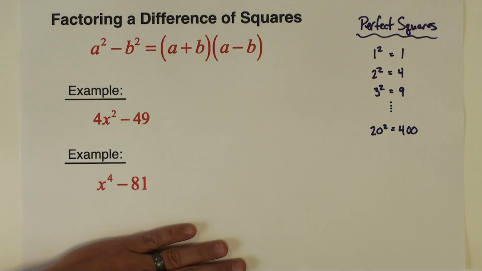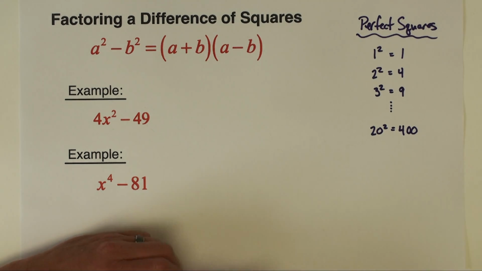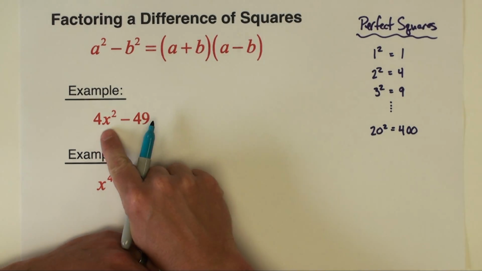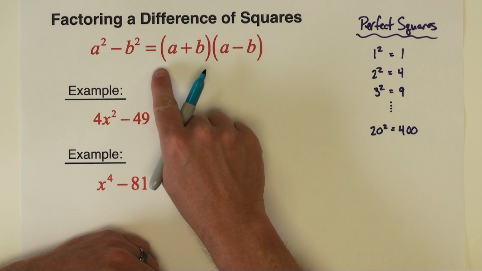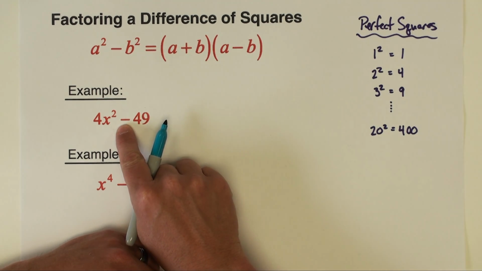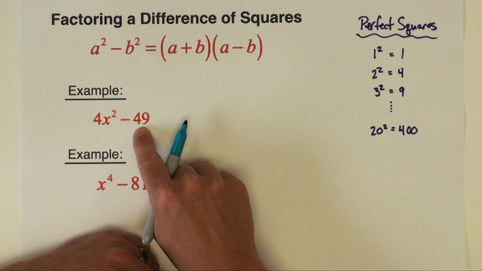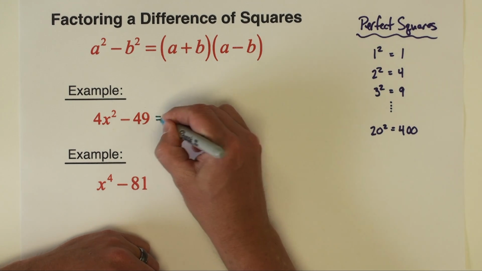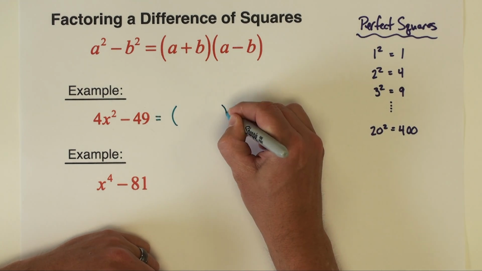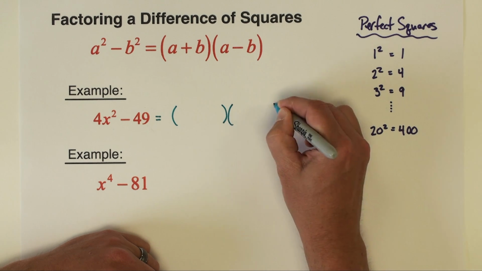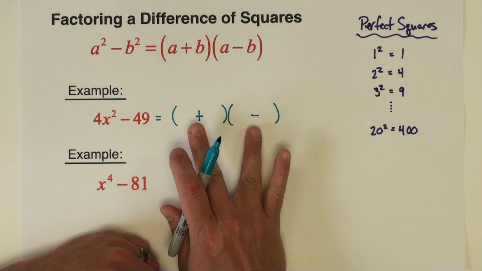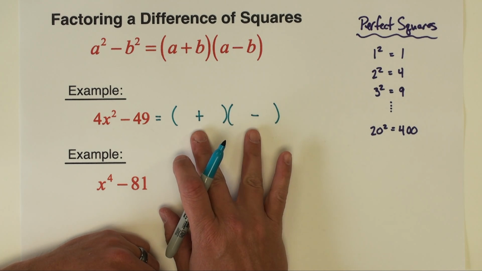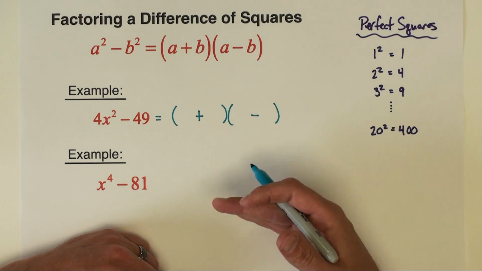So let's go ahead and look at a couple of example problems that I've got laid out for us already. The first one is 4x squared minus 49. It fits the difference of squares pattern: I have the subtraction, and I've got squares on the ends. So I'm going to go ahead and set this up. I want two binomials. One of them is going to have plus, one of them is going to have minus. It really doesn't matter the order on the plus and minus. Just pick an order and be consistent so that you learn that repetition.